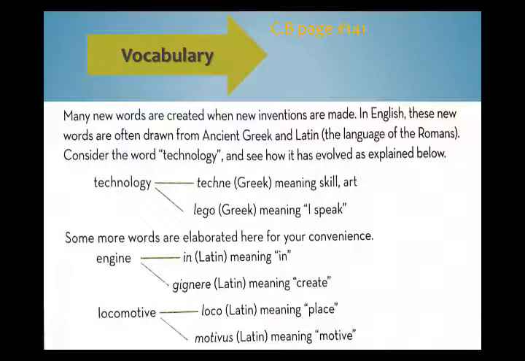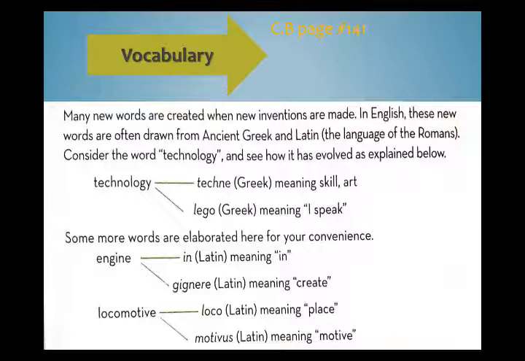Now we have the vocabulary of the course book on page number 141. Many new words are created when new inventions are made. In English, these new words are often drawn from ancient Greek and Latin, the language of the Romans. Consider the word technology and see how it has evolved as explained below. Technology: techne, Greek meaning skill or art, and logos, the Greek word meaning I speak. Some more words are elaborated here for your convenience.